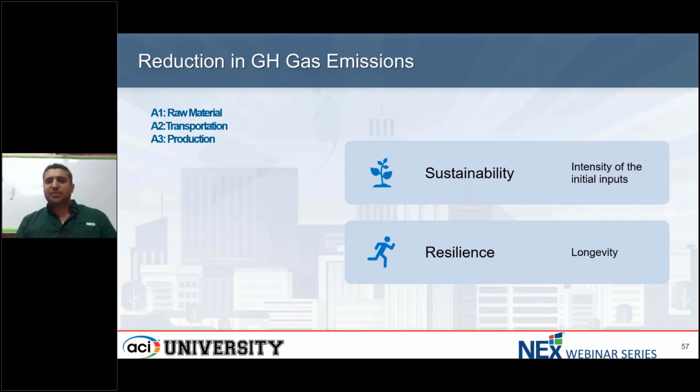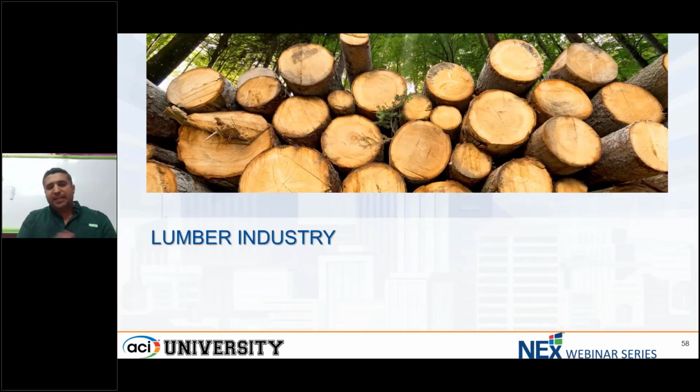When you calculate your sustainability, 3 parameters control it, which are raw materials, transportation, and production. So let's look at, again, a comparison to what the other industry has been doing.